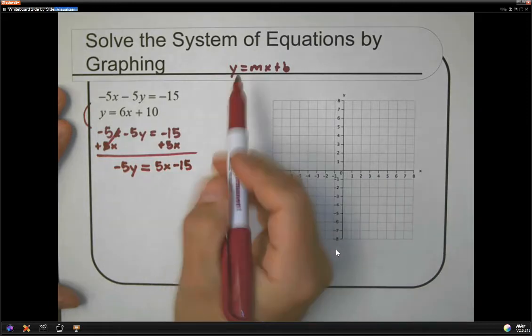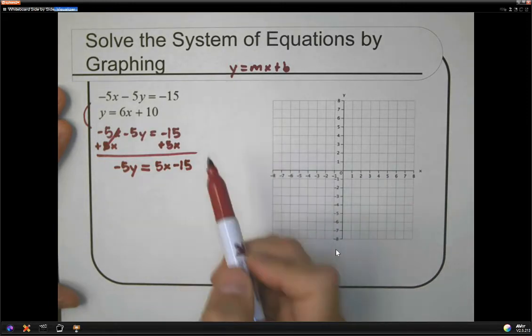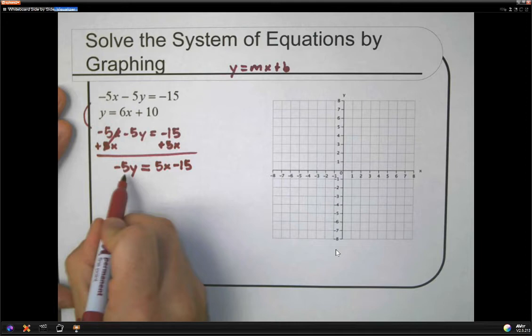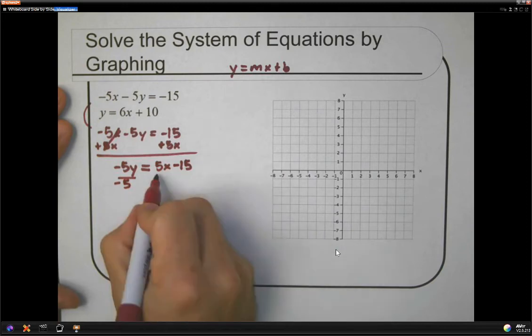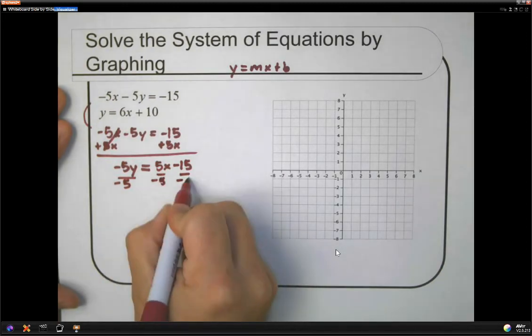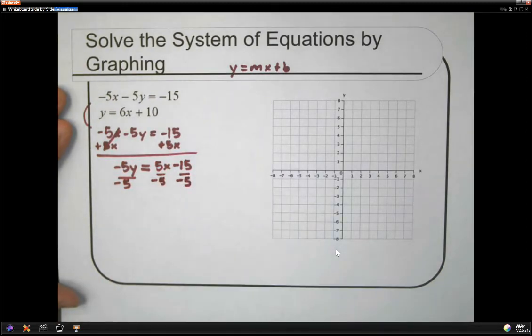Now we're almost there, but y needs to be completely by itself. So in order to separate a number from a letter, we have to do its inverse operation of division. So we go ahead and divide by negative 5.